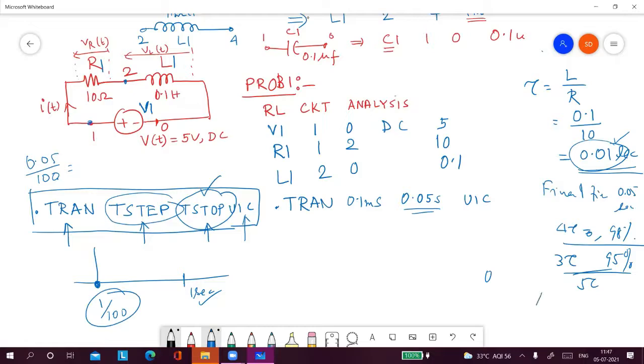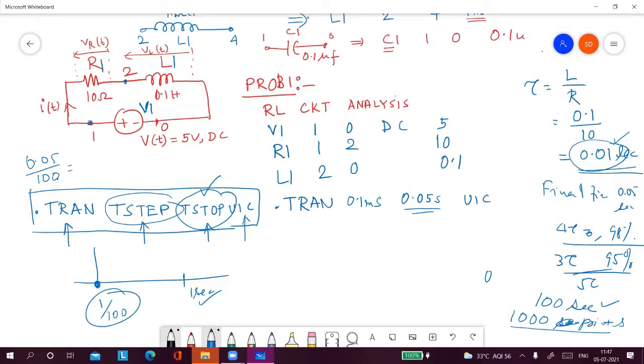Suppose the final time is 100 seconds, and you want to take 1000 points in between the final and initial time for analysis. What will be the time step? 100 seconds divided by 1000 points gives 0.1 seconds. Okay? So here the final time is 0.05.